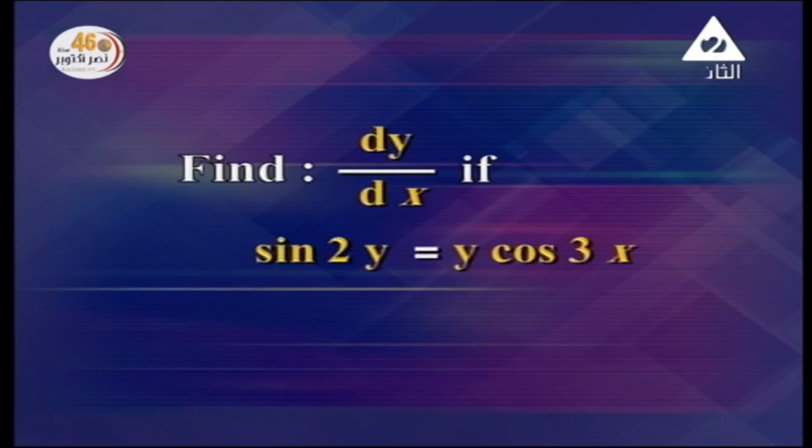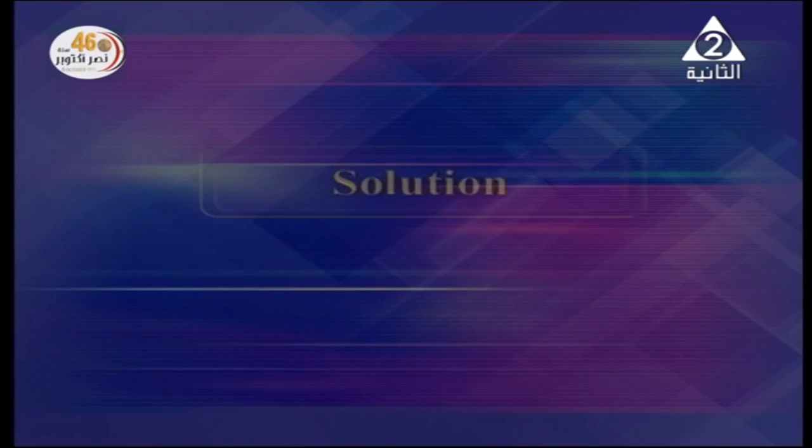What is the derivative of the right-hand side y cosine 3x? Yes, my dear student. Excellent. First derivative second plus second derivative first. First y. Second, what is the derivative of cosine 3x? Equals negative sine 3x multiply 3, plus cosine 3x multiply derivative of y equals what? Yes, my dear student, dy over dx. Look at the solution.